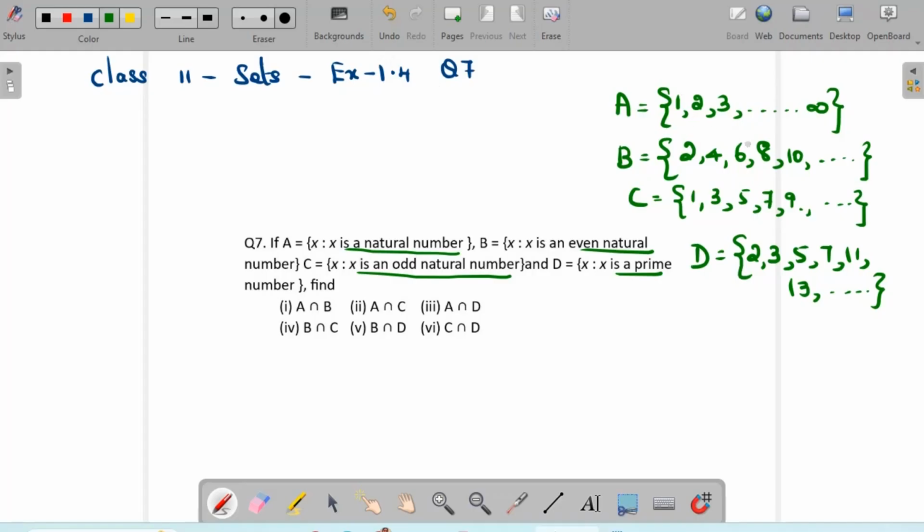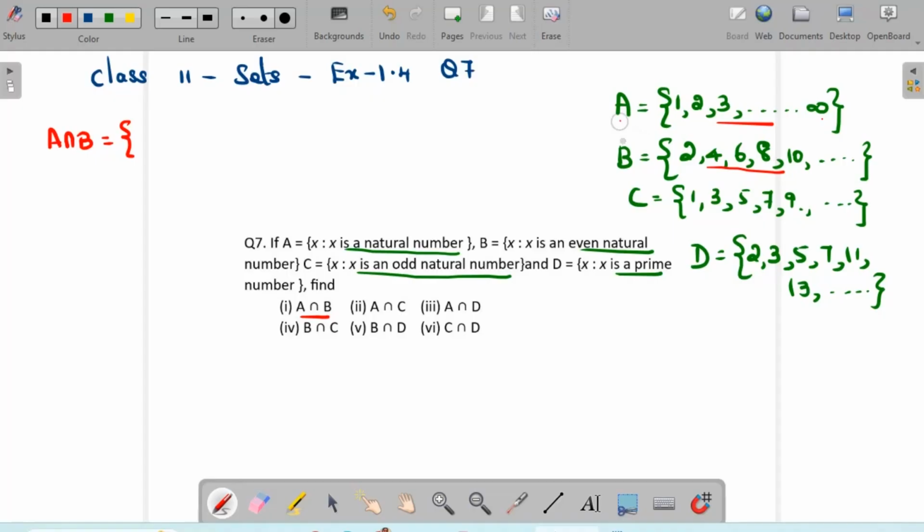Now that we have fixed the elements of A, B, C and D, let's start with each of the subdivisions. The first one is A intersection B. All natural numbers are in A, however B has only the even natural numbers. Remember, intersection means we need to write all common elements that belong to both.